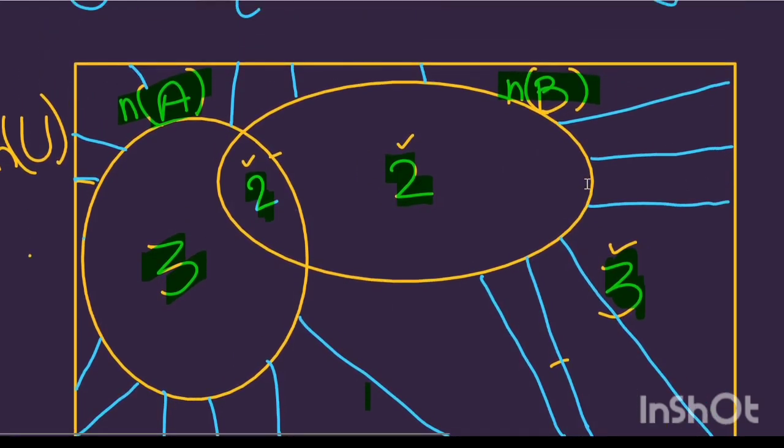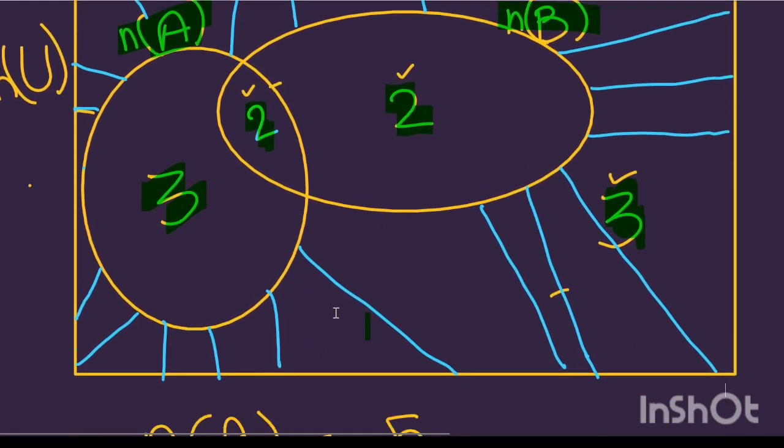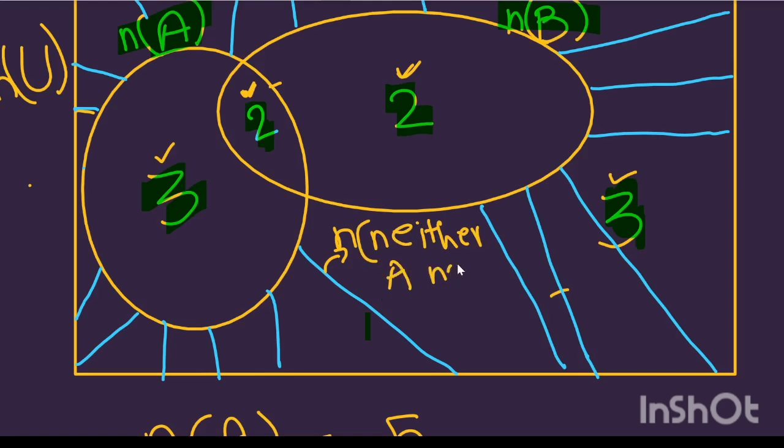Now guys, if I ask you what this shaded region represents in blue, as you can see, this does not include the elements of set A or set B. This region is outside A and B. So guys, we define it as N of neither A nor B, because it clearly belongs to the region which does not belong to either of them. So we call it neither A nor B.